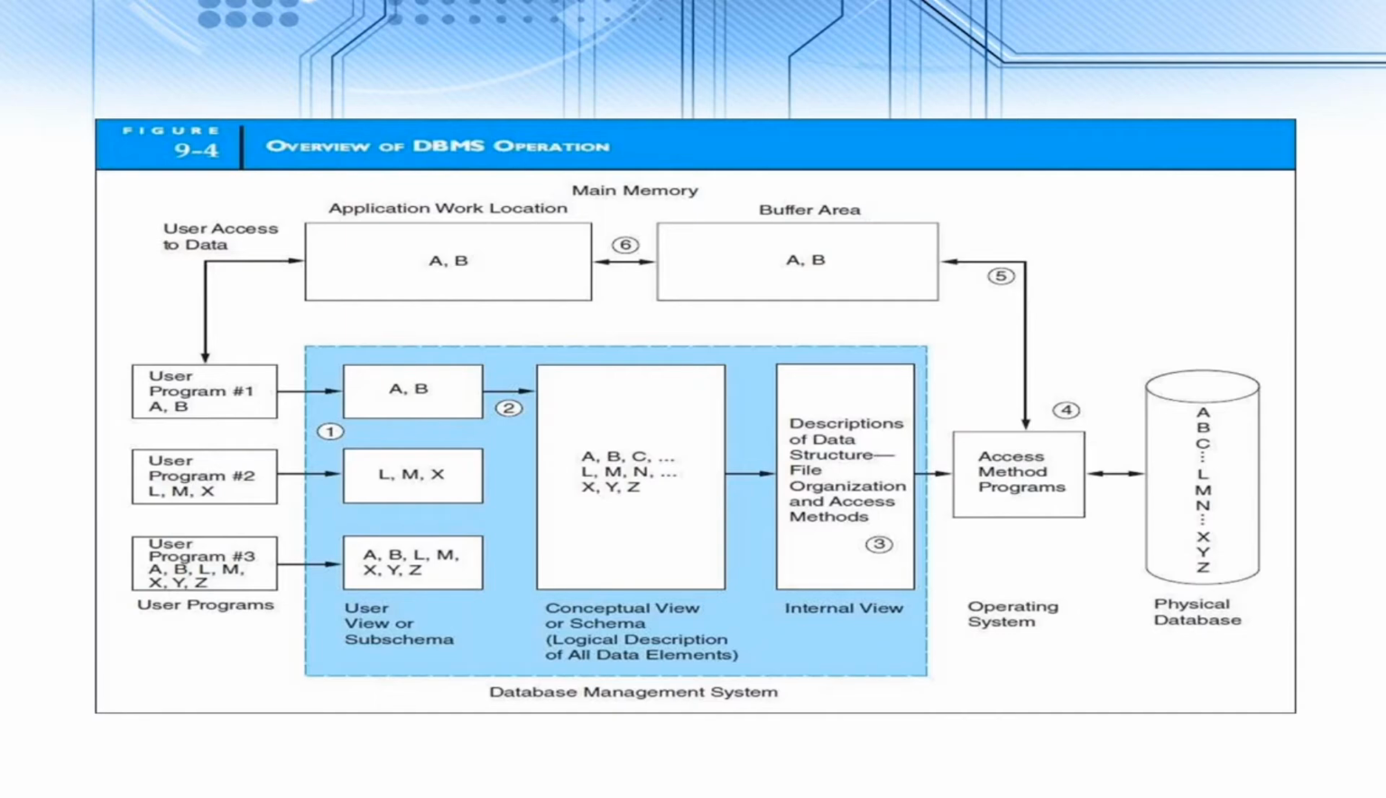So step 5 is the operating system then stores the data in the main memory buffer area managed by the database management system. The database management system then transfers the data to the user's work location in main memory. At this point, the user program is free to access and manipulate the data. When processing is complete, steps 4, 5, and 6 are reversed to restore the processed data to the database.